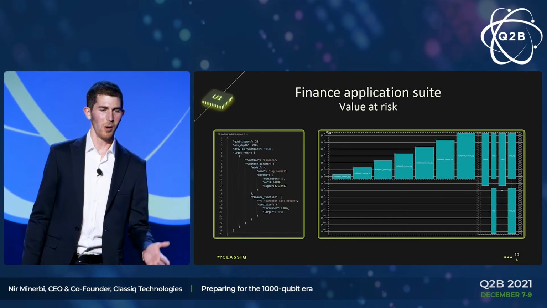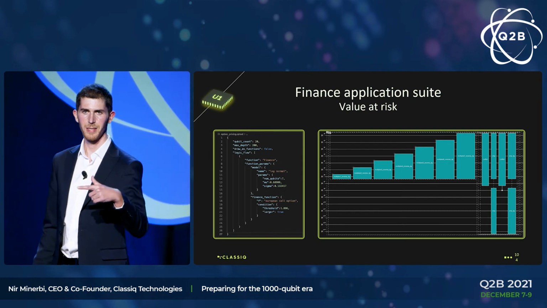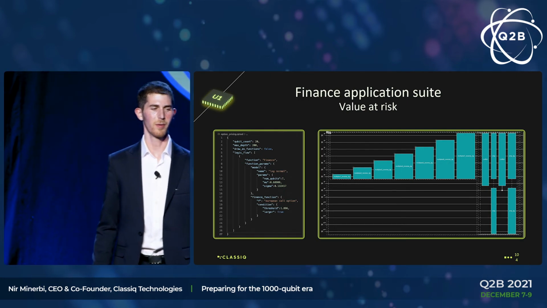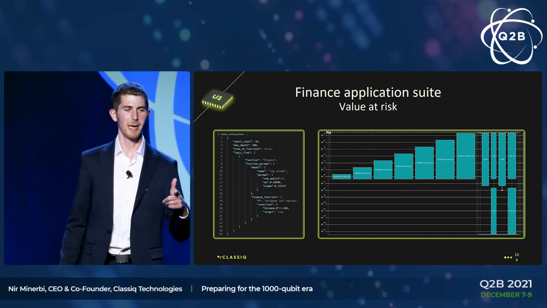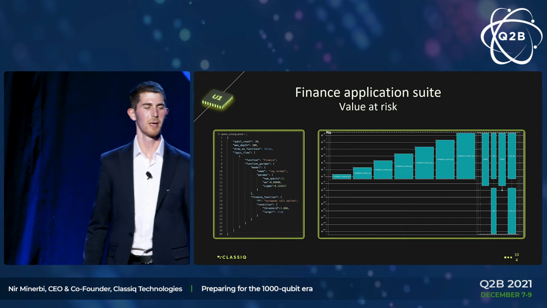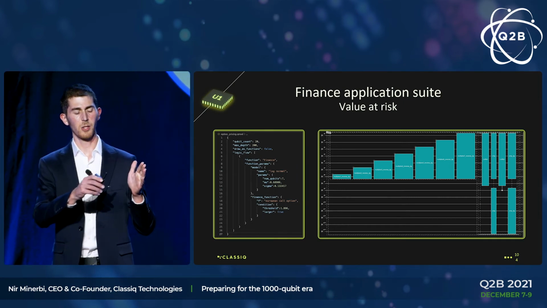So here are three examples. This one, actually, we announced last week, working with NTT Data. This is the algorithm developed by them. This is the amplitude estimation for options pricing, value at risk. So you see that the synthesized circuit is functional based, right?